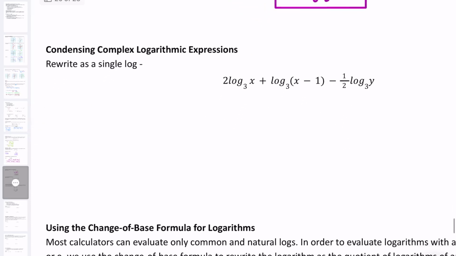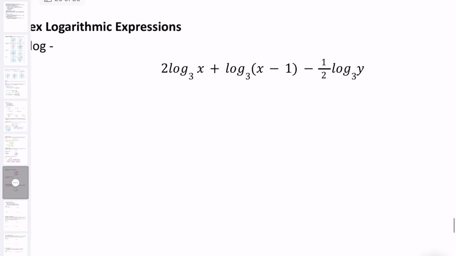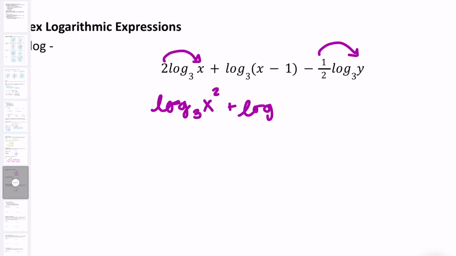You can also condense using all of these rules. So let's go ahead and take a look and see what we can do with this. I can bring the 2 back up as an exponent. I can bring this 1/2 over as a root, so let's start there. And then we have log base 3 of root y.